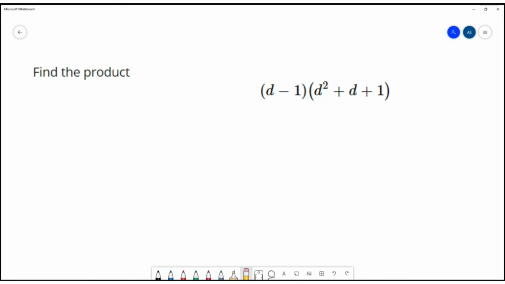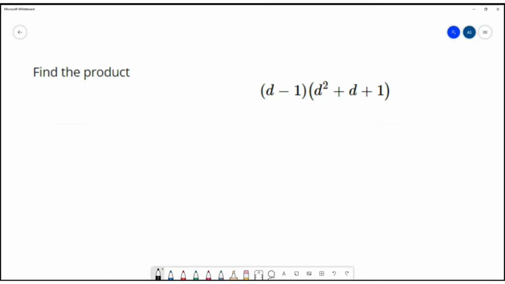That means since I have 2 terms in the first polynomial and 3 terms in the second polynomial, I'm going to have 3 times 2, 6 multiplications that I have to keep track of. So we want to be very organized in how we do the multiplication so that we don't miss anything. And then once we do the multiplication, we combine any like terms that we have.